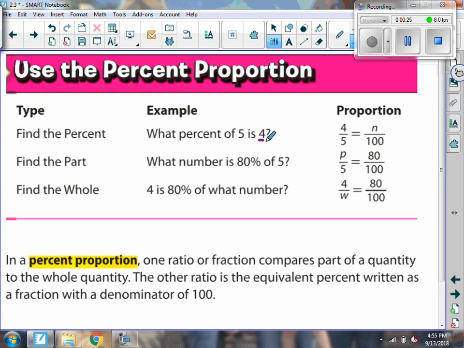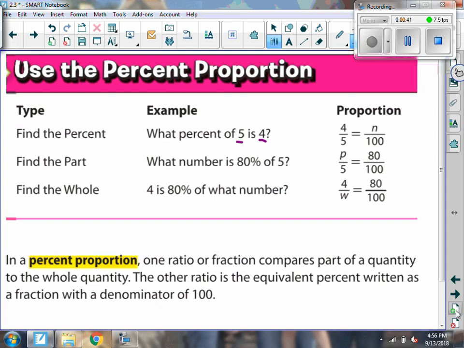So 4 is our part, and 5 is our whole. So that would be 4 over 5 is equal to n over 100. Then you would cross multiply and solve for n. You can use it to find the part and the whole as well.